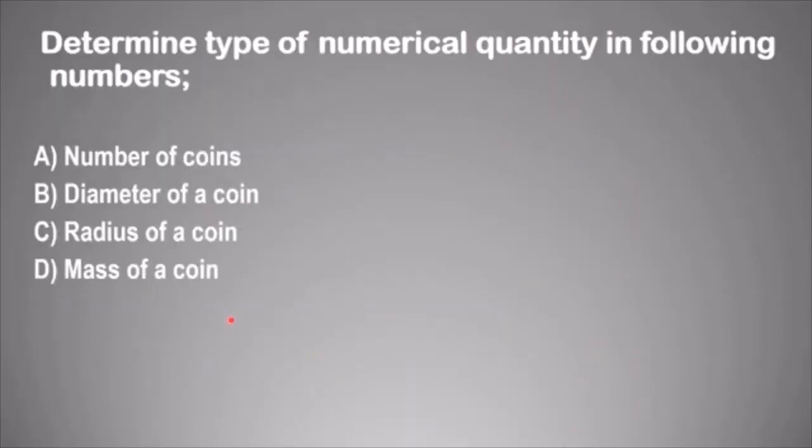Now, let's look at some examples and determine the types of numerical quantity in the following numbers. Here we have the number of coins. By definition, something that you can count is an exact number. So this will be the exact number. Second, we have the diameter of a coin, which looks like a result of some measurement. So this is a measurement. And then the radius of a coin and the mass of a coin, all these three numbers are the result of measurement. So they are the measured type of quantity numbers.